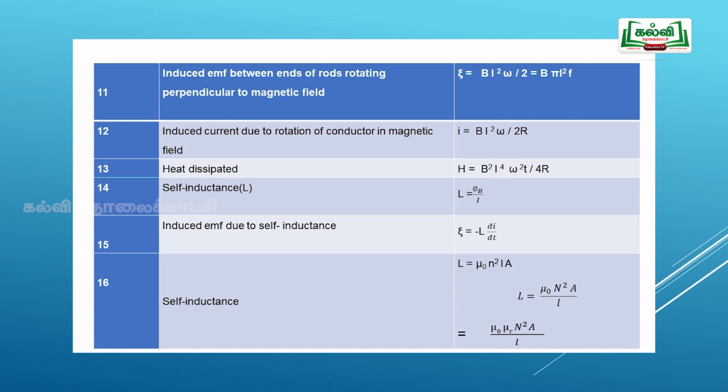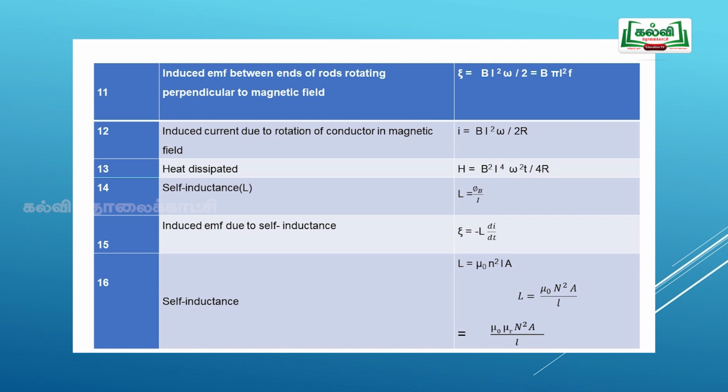L is equal to mu naught n square A L. What is that small n? The small n denotes the number of turns per unit length. If you want to express it in terms of the total number of turns, then it becomes mu naught N square A by L. And if a medium is also introduced into that coil or solenoid, then the formula becomes mu naught mu r N square A by L.